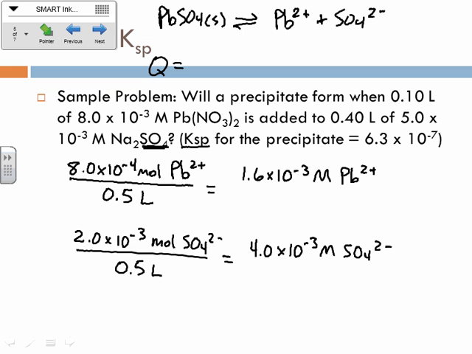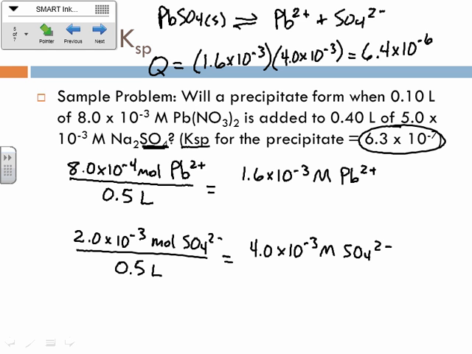Okay, so there's that. So when we plug these into Q, we have a 1-to-1 ratio here, so we're just multiplying the two of them together. 1.6 times 10 to the negative third times 4.0 times 10 to the negative third. And I'm getting 6.4 times 10 to the negative sixth. Okay, which again, that Q is still bigger than our K, right? So the same thing is going to happen here. This will form a precipitate, okay? So all that work, the answer here is yes.